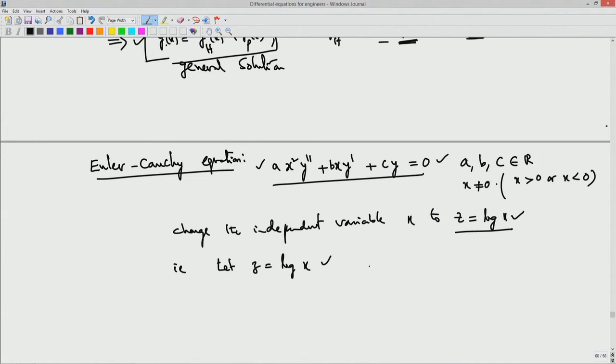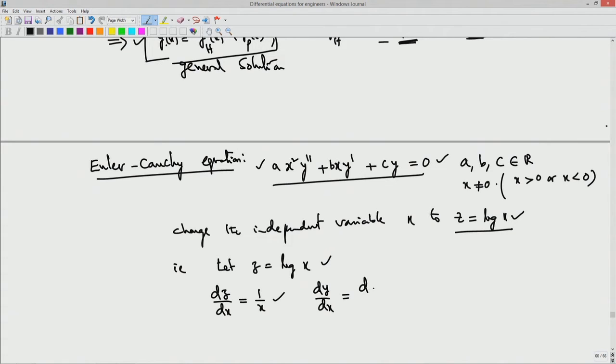If you do this, what happens to your dz by dx? It is simply 1 by x. This will not help me. I want to replace y dash, dy by dx, in terms of dz by dx. So I want to replace dy by dx with dy by dz. If dz by dx is this, fine.